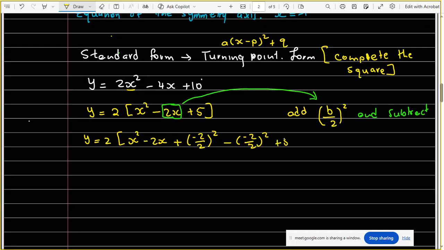We still have plus 5. Can I ask a question? Yes. You are adding b over 2 squared, not negative b over 2 squared. Okay, so here, at our formula, when we add these things, there's no negative. Where we said we add b over 2 squared and subtract, yes, there's no negative there, right? Yes, there's no negative. Okay, thank you. Sure.